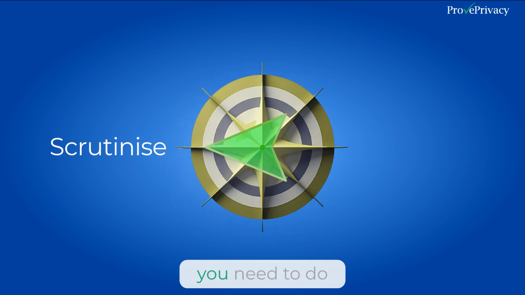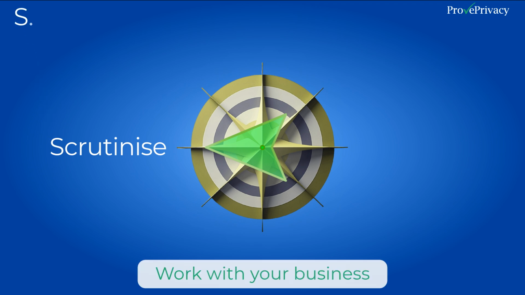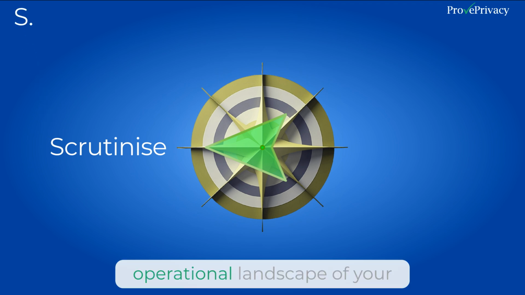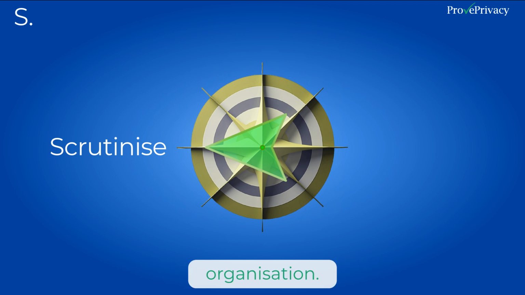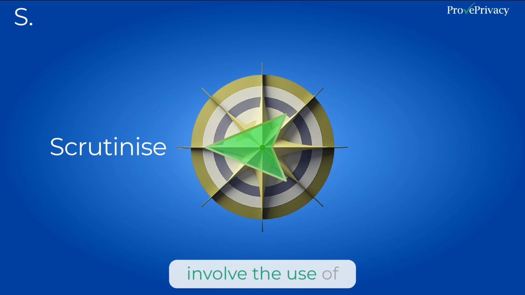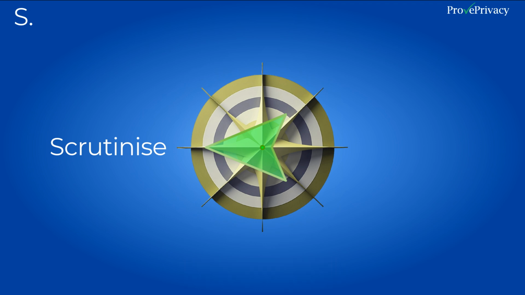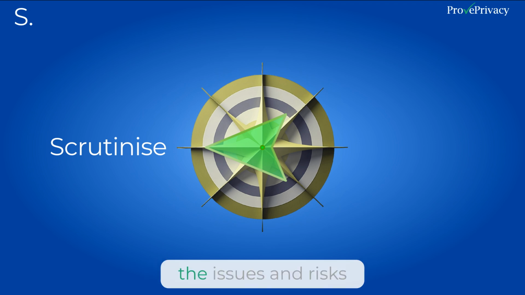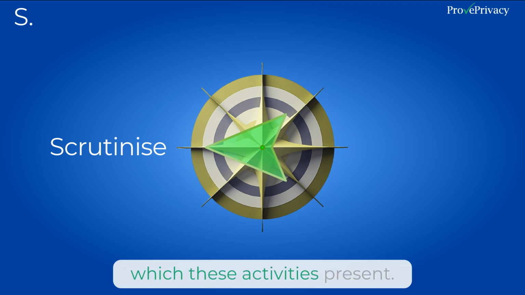The first thing that you need to do is to scrutinize. Work with your business teams to understand the operational landscape of your organization. Learn about the activities which teams undertake which involve the use of personal data. Then begin to identify the issues and risks which these activities present.